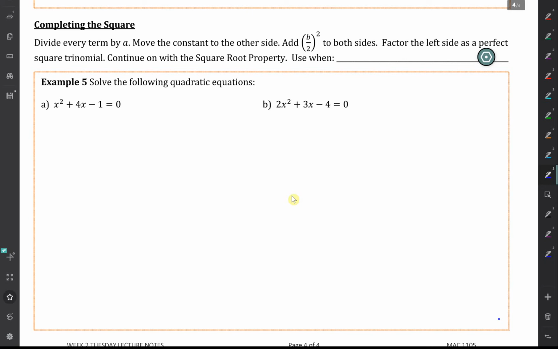Then you move the constant to the other side and you add the quantity b over 2 squared to both sides. Then you factor the left side as a perfect square trinomial, and then you continue with the square root property, like we just learned.